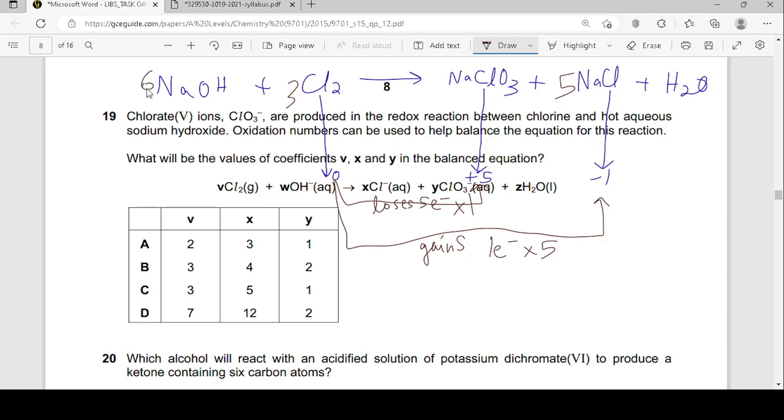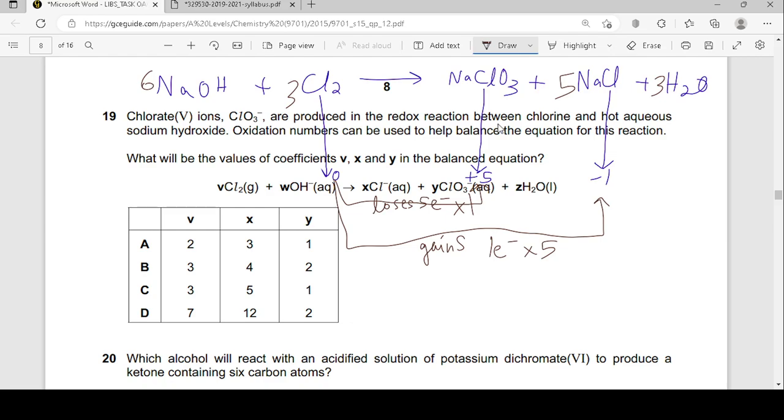Now I could run as the H2O, so 6 H's, so that means this has to become 3 H2O, okay? So that's what I got the balanced equation as. Hopefully I'm right, otherwise, too bad, too sad. So, now, which are the coefficients I could look at?